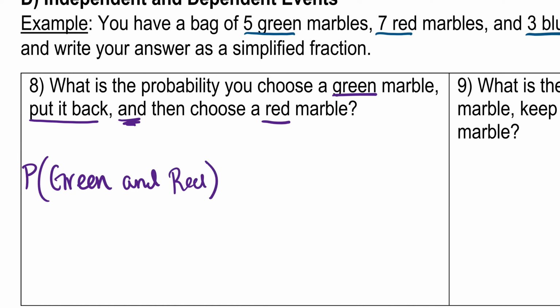Okay, now there's no really way to write independent versus dependent. You just write it like this. You just have to know which one it is. Okay, so I choose a green.